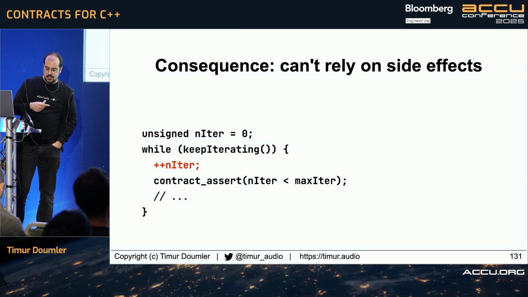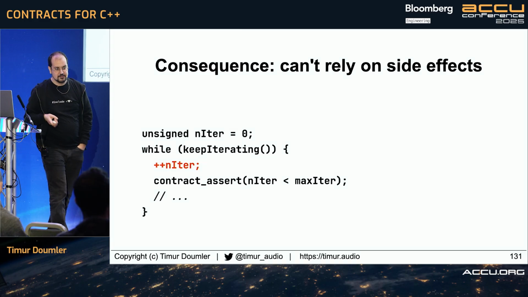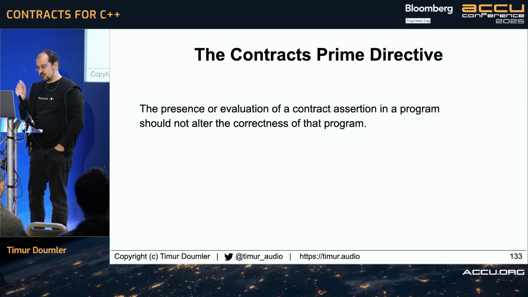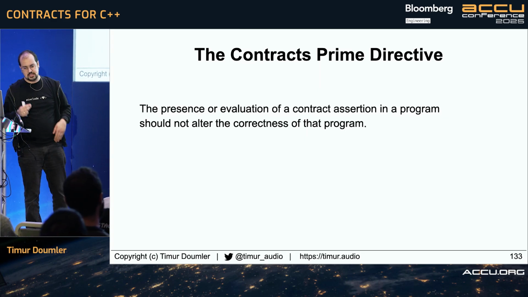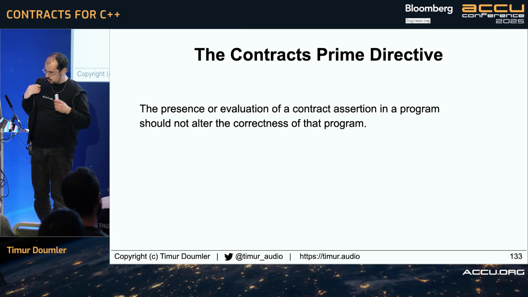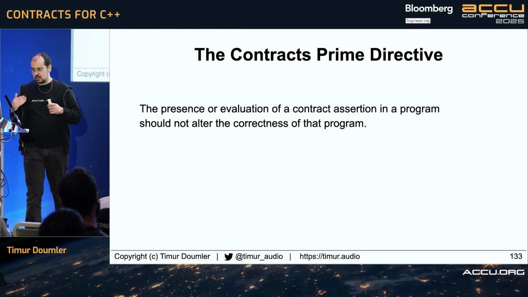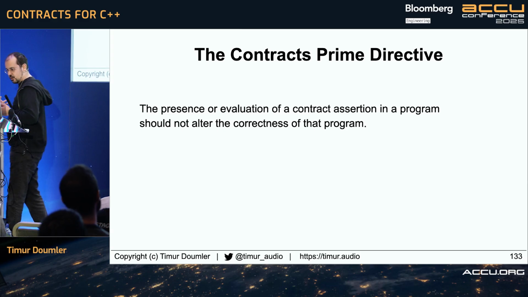And that is actually a special case of what we call the prime directive, not the Star Trek prime directive, the contracts prime directive, which is kind of the fundamental design principle of this feature: that the presence or evaluation of a contract assertion in a program should not alter the correctness of that program, okay? So what does that mean concretely?